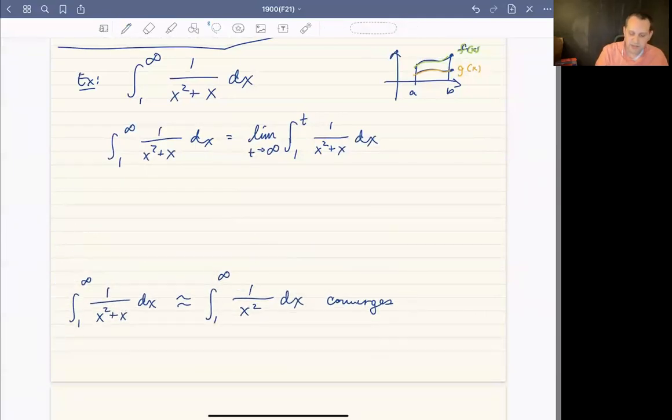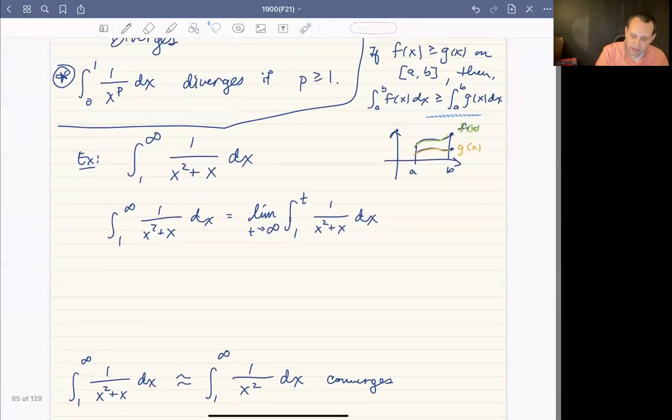Another way to do this is to use the inequality method that I talked about over here. So if we look at these inequalities, what I want to do is compare 1 over x squared plus x to something that we know a lot about. In our case, 1 over x squared. And we know that x squared plus x is greater than x squared. And therefore, 1 over x squared plus x is less than 1 over x squared.